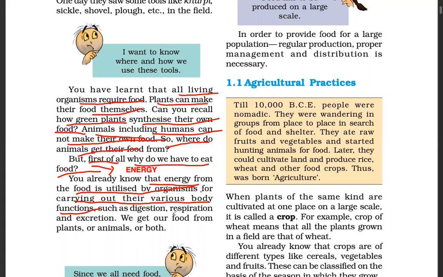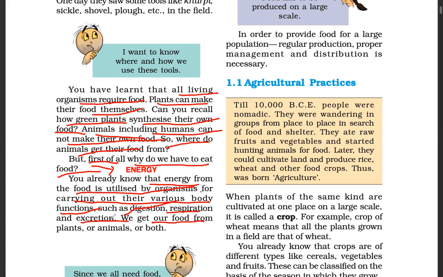Even if we pick up a pencil, it requires energy. Even if we put beads in our hand, it requires energy. If we do any work, even if we clap our hands like this, for this also we require energy. I'm speaking over here, I require energy, right? Everything requires energy, such as digestion, respiration, and excretion.